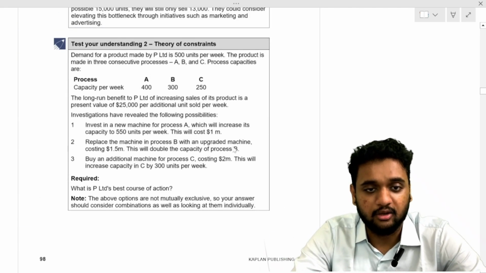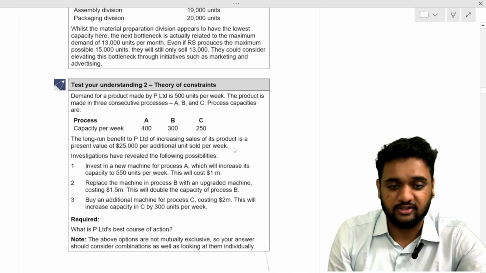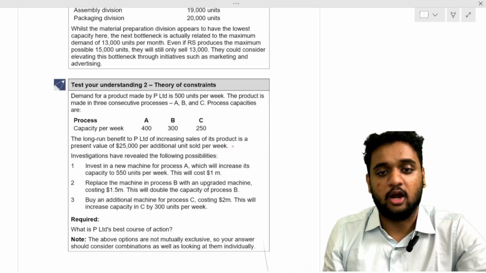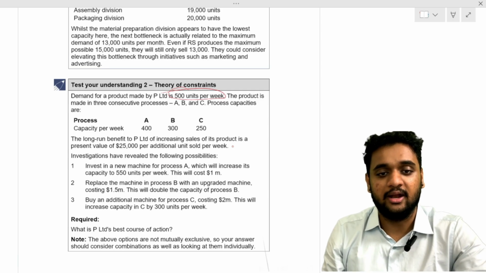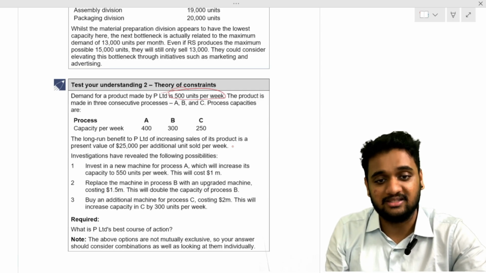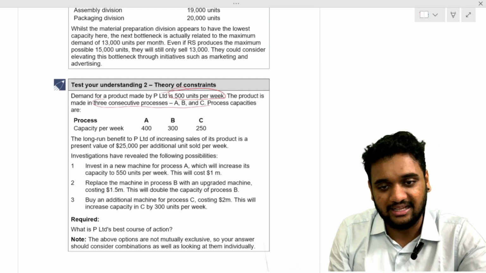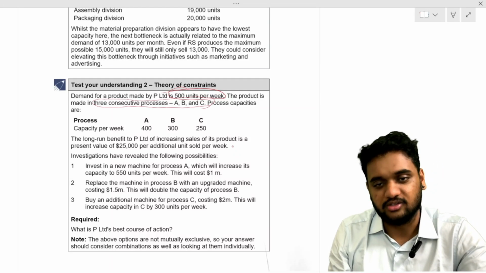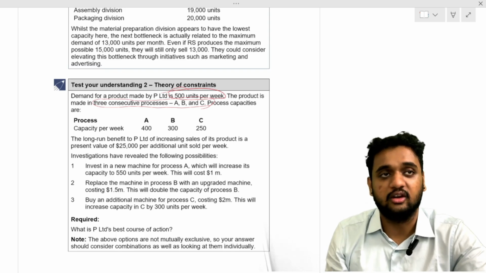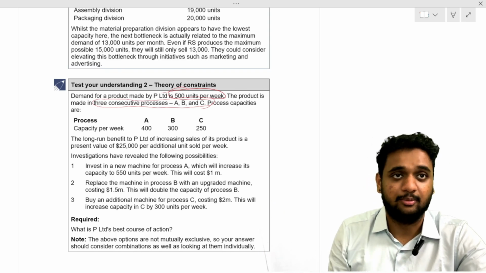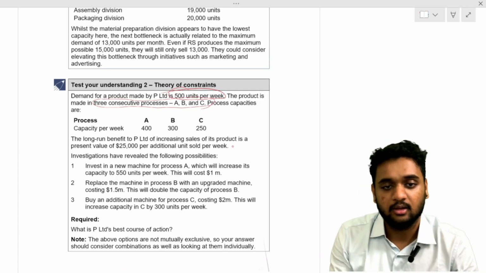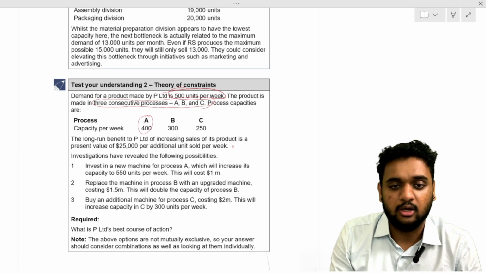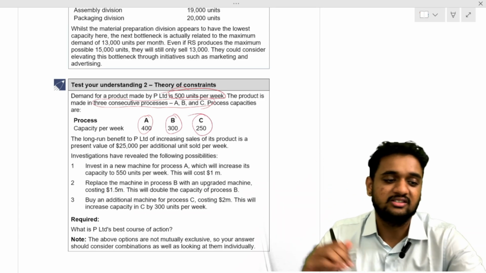Now, test your understanding question number 2. We'll first go through the question once. Demand for product P is 500 units per week. The product is made in 3 consecutive processes A, B, and C. If you see a question like this, you can tell that it is a question of theory of constraints. Sometimes you will not know whether it is limiting factor or this chapter. Capacity is given. A can do a capacity of 400, B can do 300, C can do 250. Which is the first bottleneck?